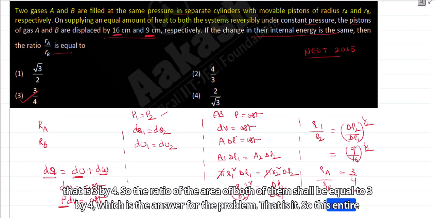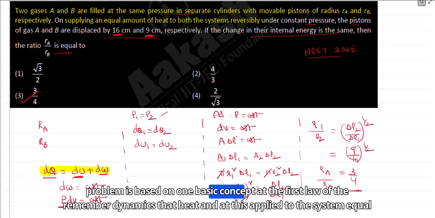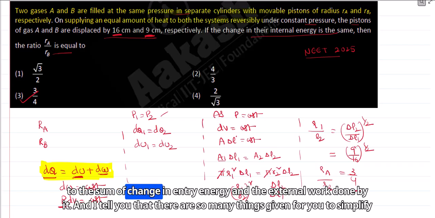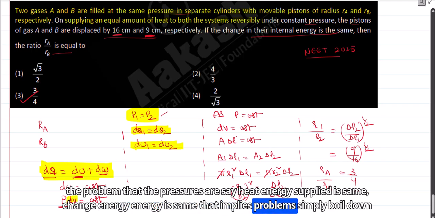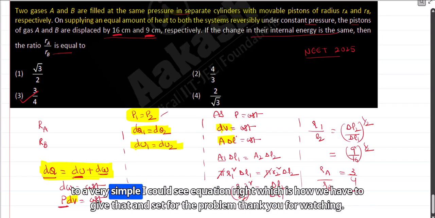So this entire problem is based on one basic concept, the first law of thermodynamics: the heat energy supplied to the system equals the sum of change in internal energy and the external work done by it. Not only that, there are so many things given to simplify the problem: the pressures are the same, heat energy supplied is the same, change in internal energy is the same. That implies the problem simply boils down to a very simple kid's equation, right? This is how we have to get the answer for the problem.